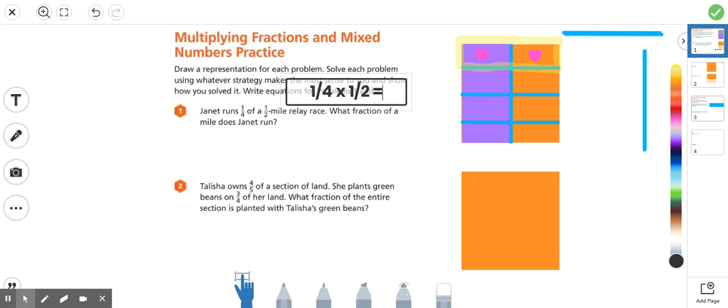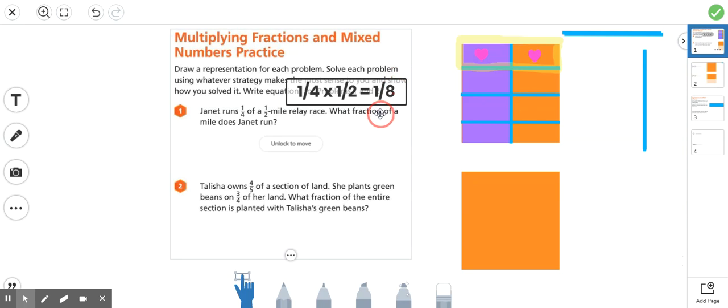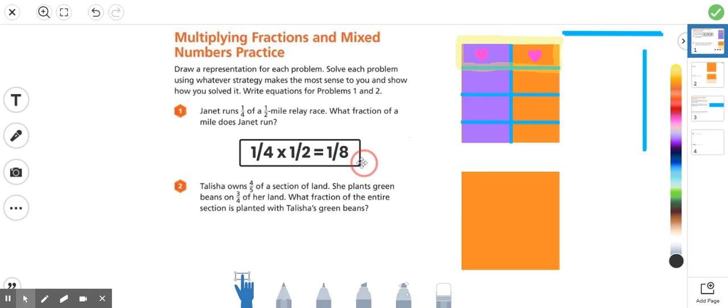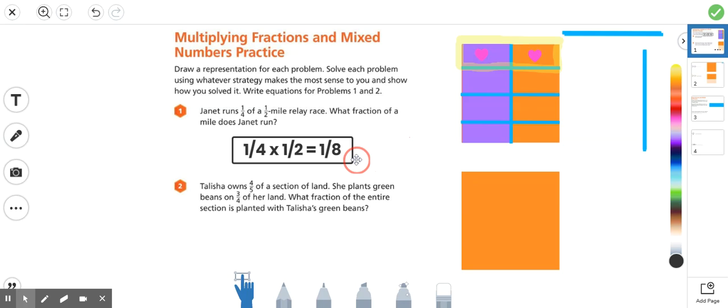So we can see that if I'm looking for my numerator, it's going to be the part that has a heart and is purple. There's only one piece like that. And it's one piece out of how many? And so I can see 1, 2, 3, 4, 5, 6, 7, 8. 8 pieces. And so the answer to this would be 1/8. So it'd be 1/4 times 1/2. So we're taking 1/4 of a half, and that would be 1/8.